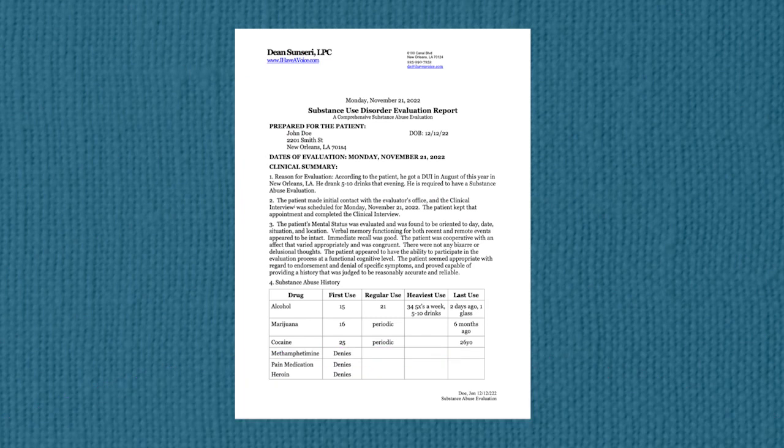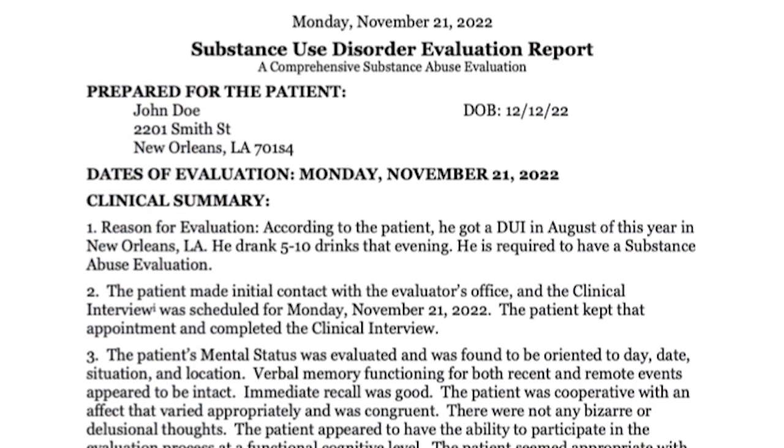Now here's an example of an evaluation. This is an evaluation, it's a fictitious name I have in here, John Doe. The first page, this is what it may look like. You know, there's the date, a substance use disorder evaluation report, comprehensive substance abuse evaluation. So you have your name, clinical summary.